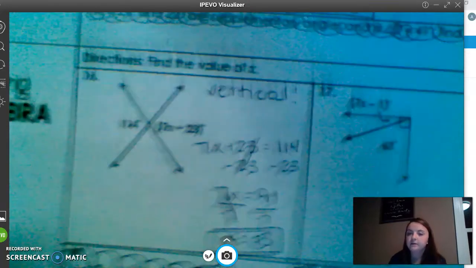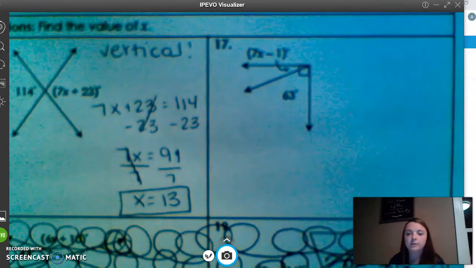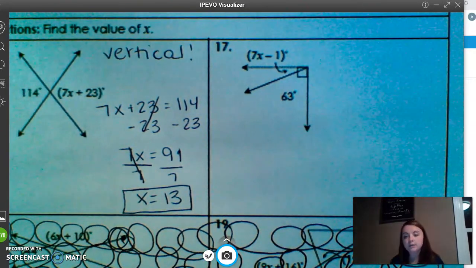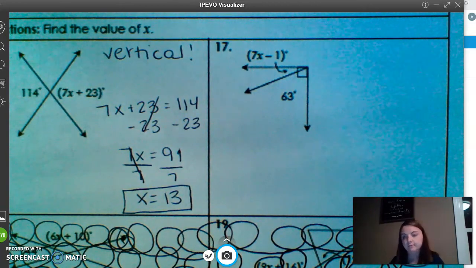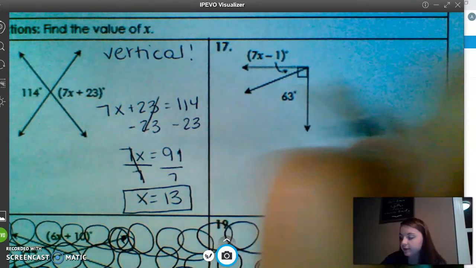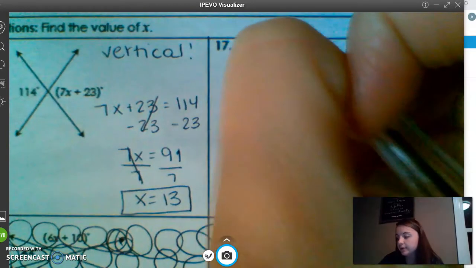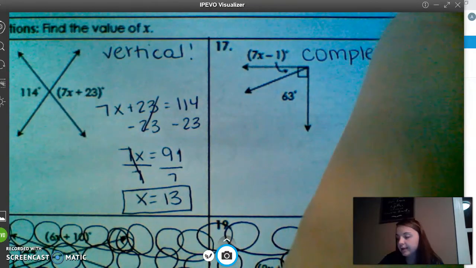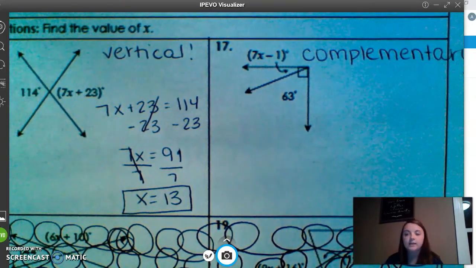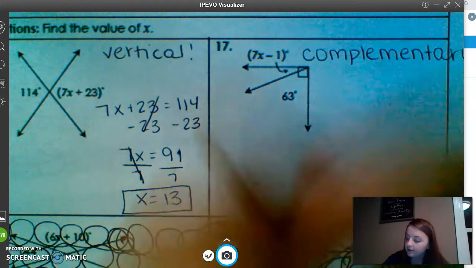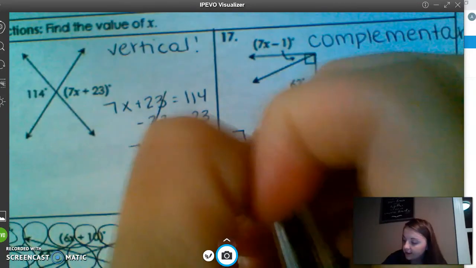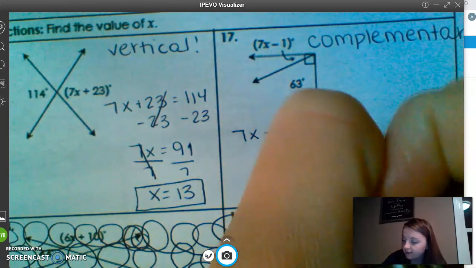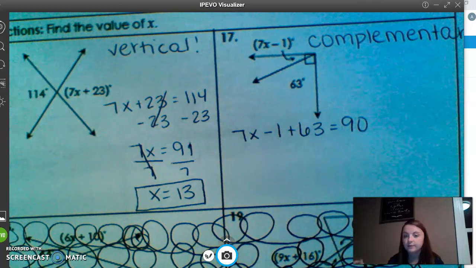Okay, number 7. This looks mighty familiar to what you did on Tuesday. But try it, pause it, come back and see if you did it right. Moving on, I know that these two angles make a 90-degree angle altogether, so they are complementary. And I know that with complementary angles, if I add them together and set them equal to 90, it makes mathematical sense. So if I do 7x minus 1 plus 63 equals 90, that's allowed. That's what I'm supposed to do.